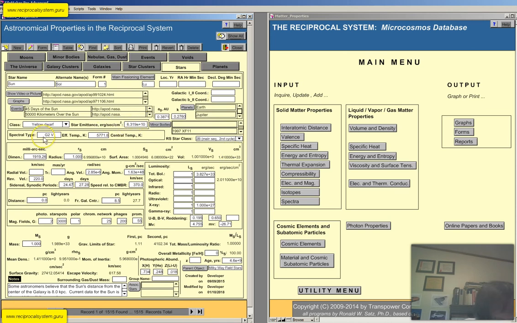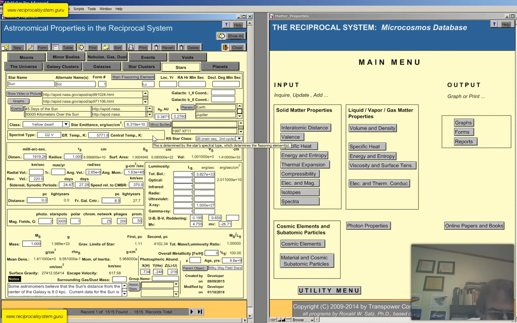Now the spectral type is G2V. Put that in. The effective temperature is 5771.8 degrees Kelvin. That's the central temperature. I'm not going to do that here. And that's determined by the star spectral type.